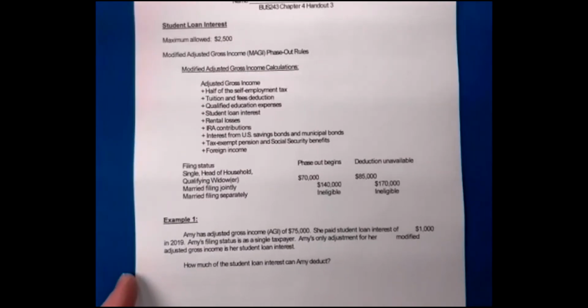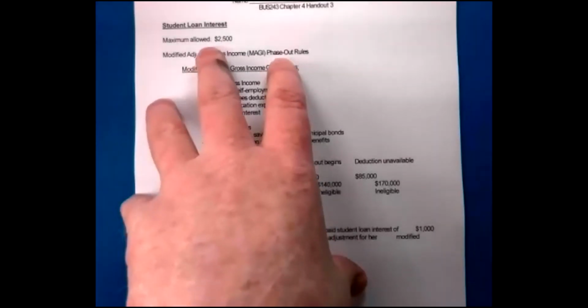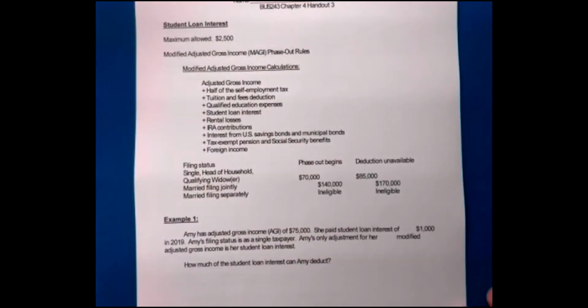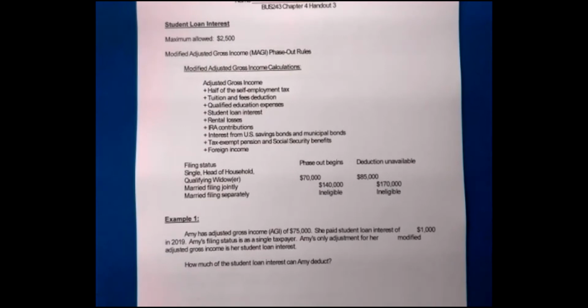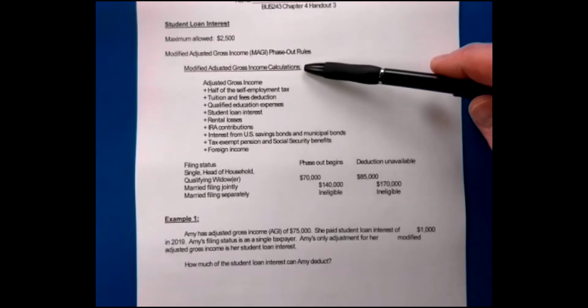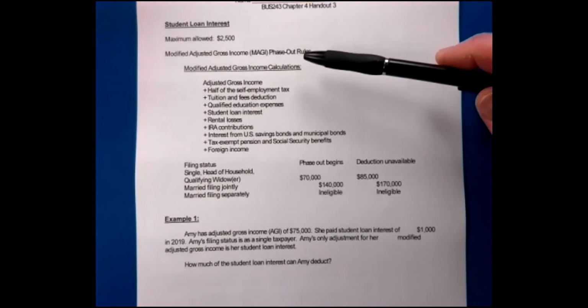So the student loan interest maximum allowed is $2,500. We knew that from last class and a couple weeks ago. Now, there is something called the modified adjusted gross income calculation, which I don't think we talked about, at least not very much. The modified adjusted gross income calculations are basically there to put you back on a level plane with other people.